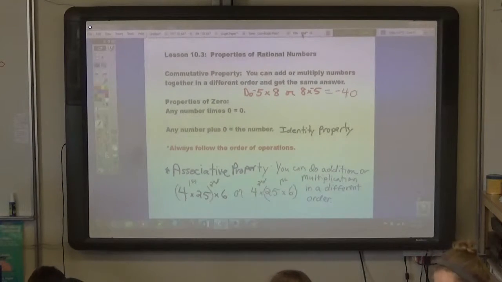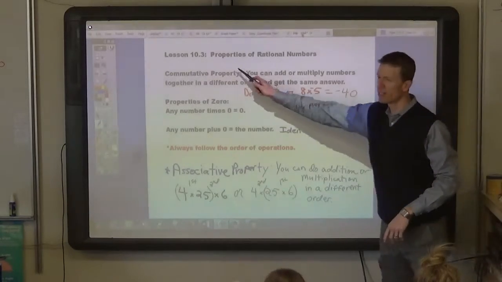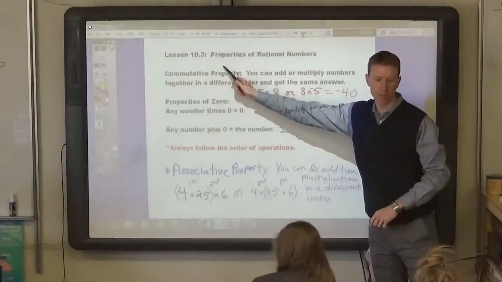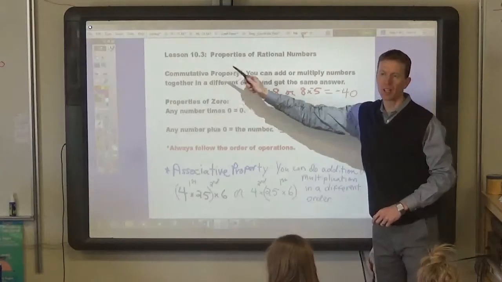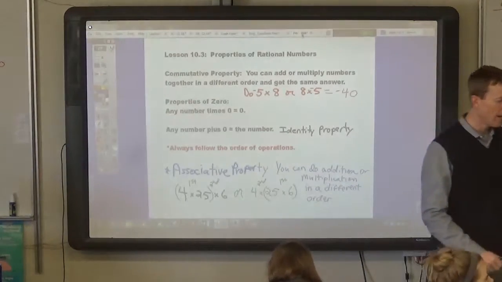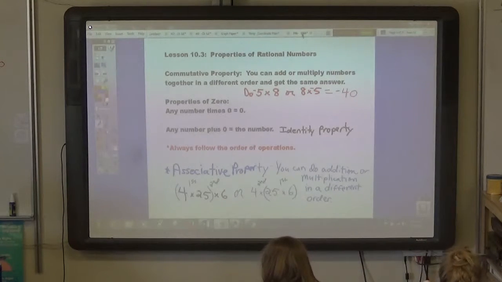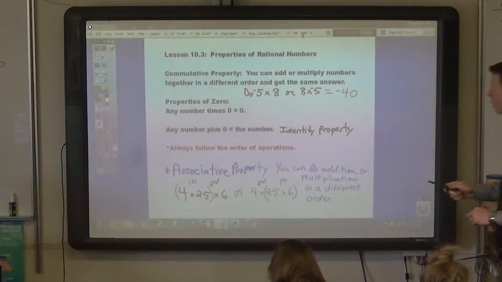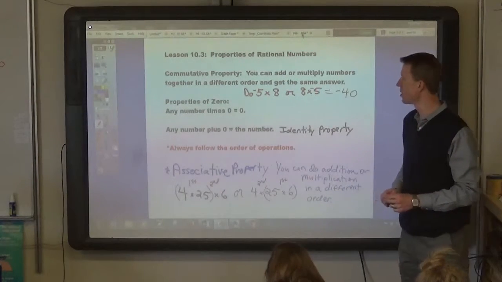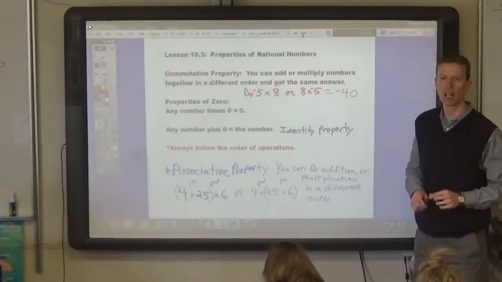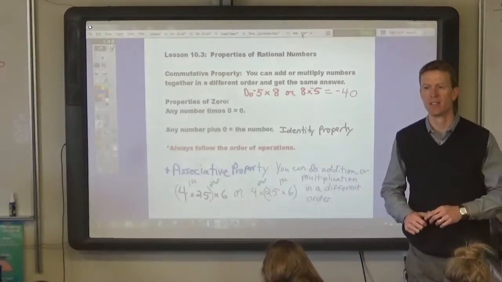Sixth graders, today we're going to talk about some properties of numbers again. Let's review the properties that we learned before. Commutative property. What is the commutative property and what operations can you use with it? Emily? Okay, it works for addition or multiplication. And what does the property say?